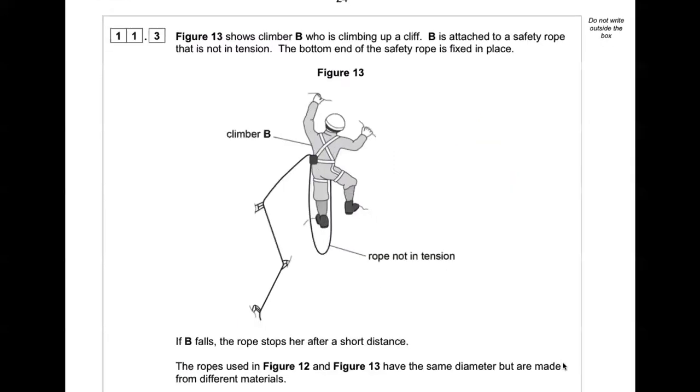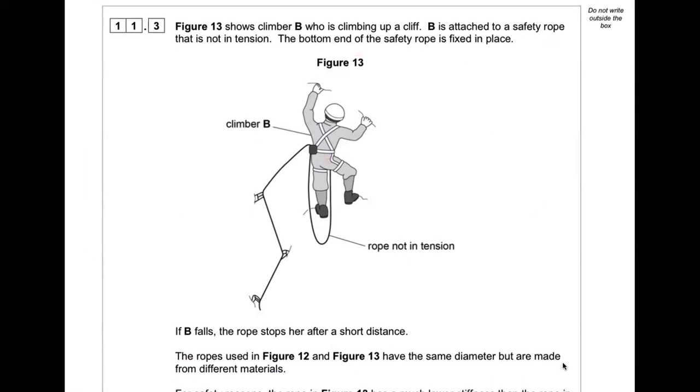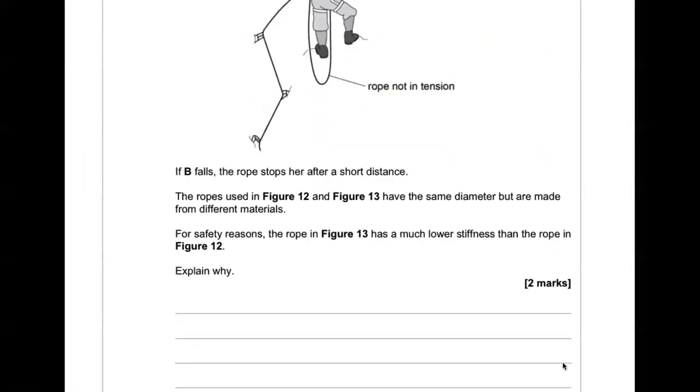Figure 13 shows climber B who is climbing up a cliff. B is attached to a safety rope that is not in tension. Bottom end of the safety rope is fixed in place. If B falls, the rope stops her after a short distance. The ropes used in 12 and 13 have the same diameter but are made from different materials. For safety reasons, the rope in 13 has a much lower stiffness than the rope in 12.